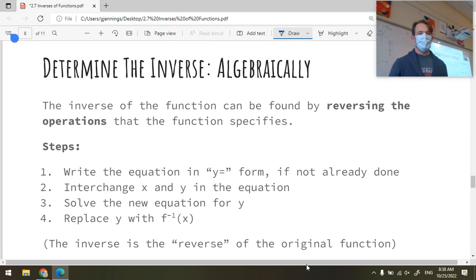How do we do it? Well, the first step is we're going to write the initial equation in the y equals form. We're not going to write it as a function. Then change the position of x and y in the equation. Just swap them. Then solve the new equation for y. That's it. Then replace y with f inverse of x. There, you're done.